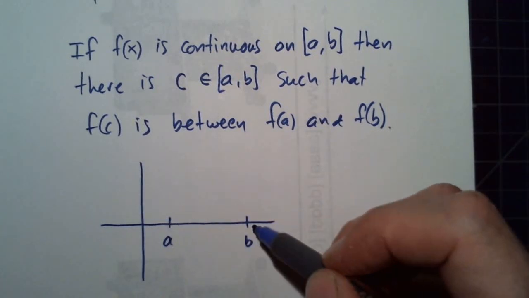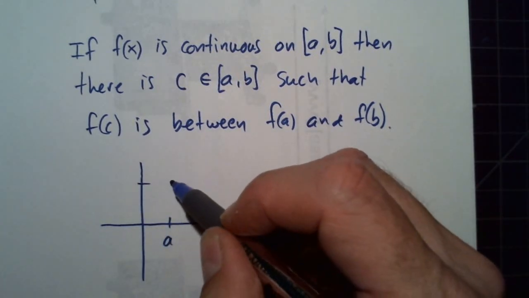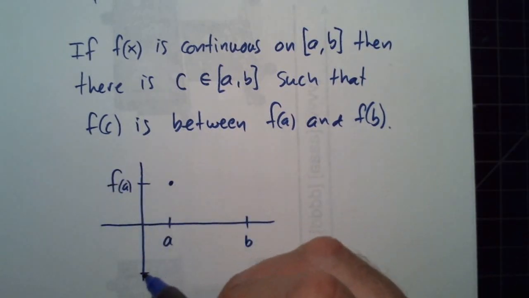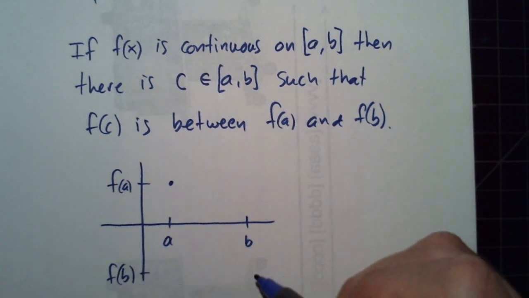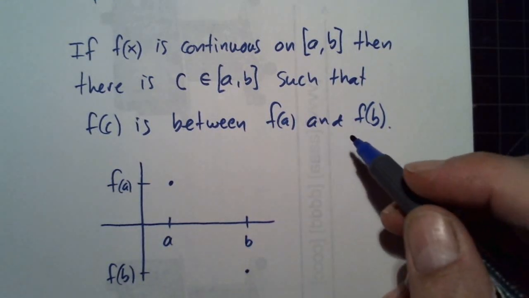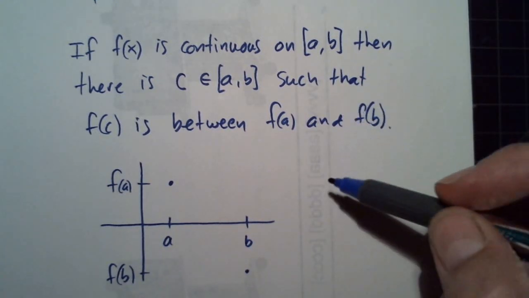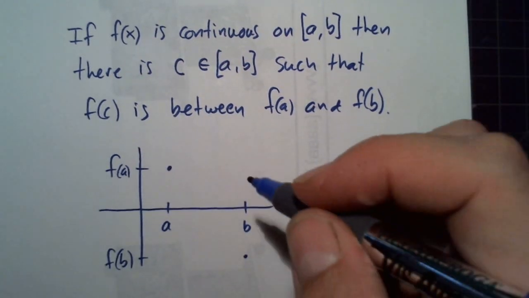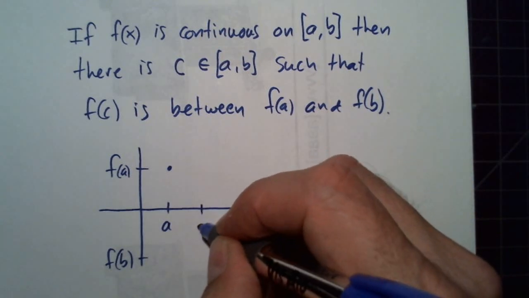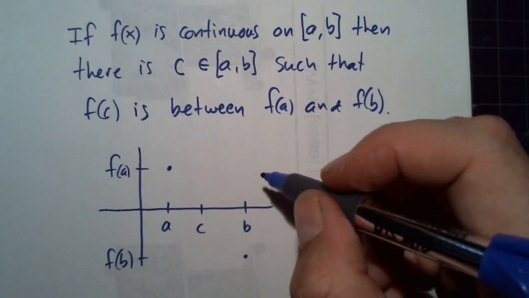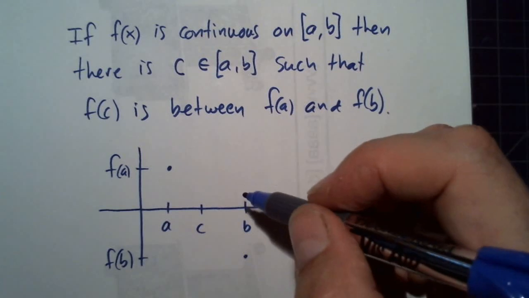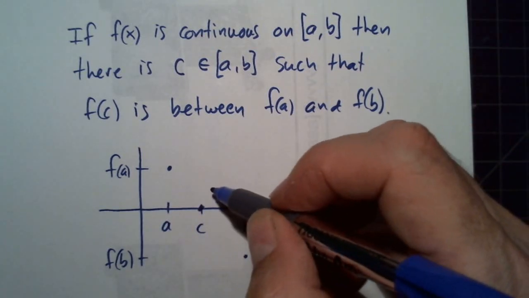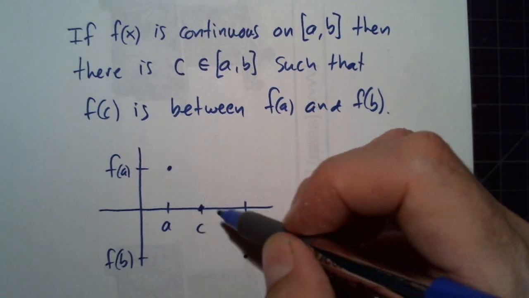Here's an interval from a to b, and we know that f of a is there. We know that f of b is there. And we also know that if f is continuous, then there is a c such that its y value will be between the y value of a and the y value of b.